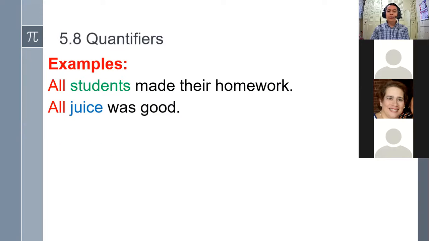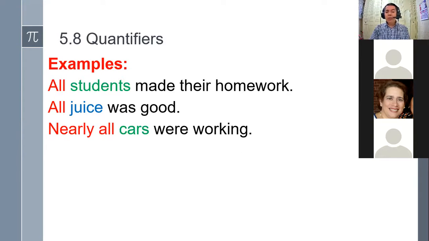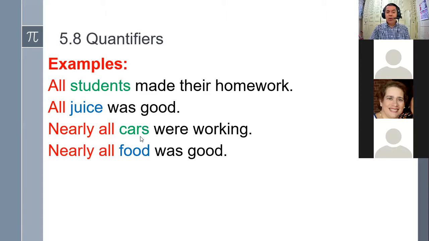All juice was good, right? Todo el jugo estaba delicioso. Nearly all cars were working. Casi todos los carros están trabajando. Nearly all food was good, right? So cars is countable, food is uncountable. So we can use all with countable, all with uncountable. Nearly all with countable, nearly all with uncountable, right?